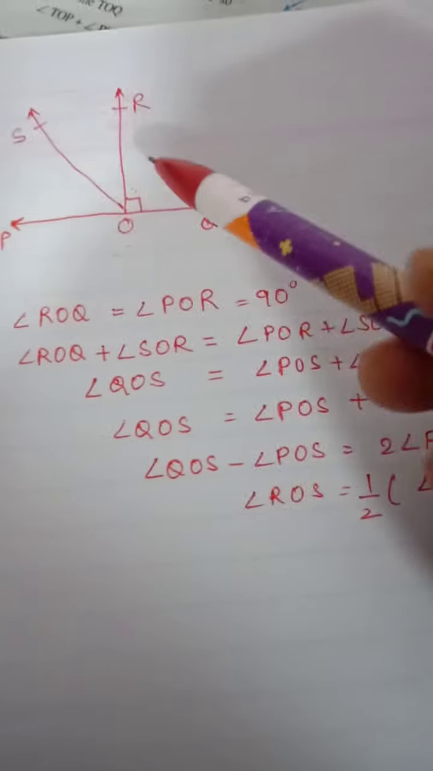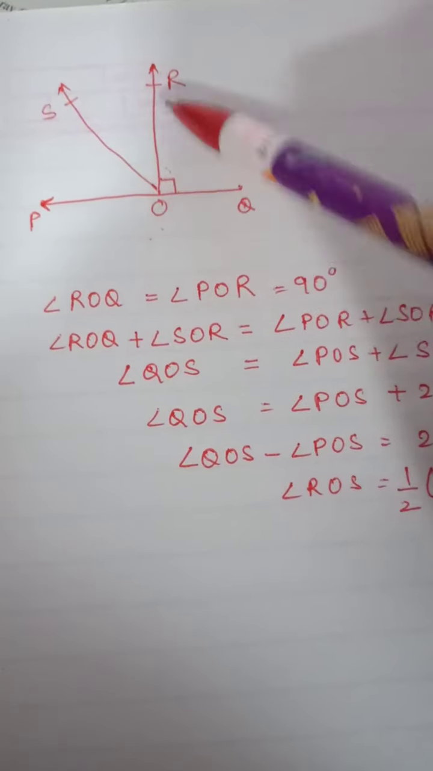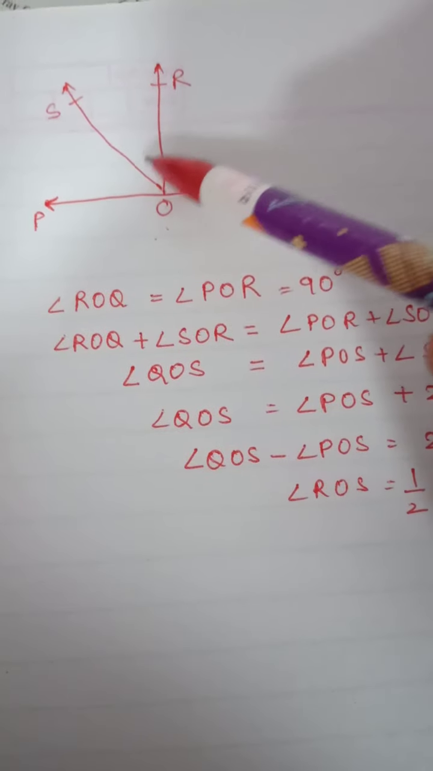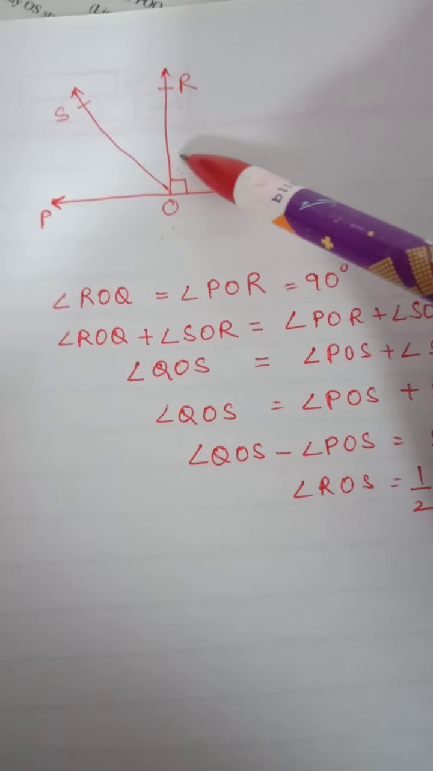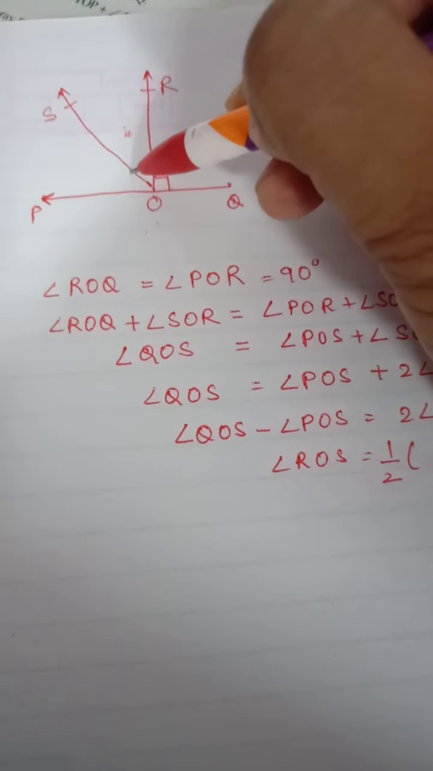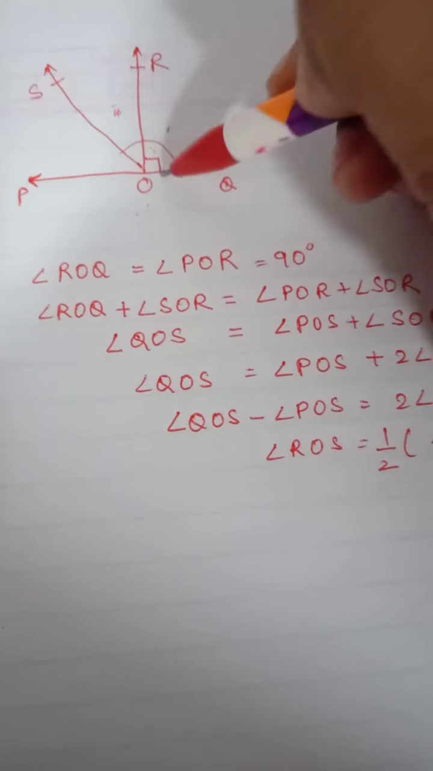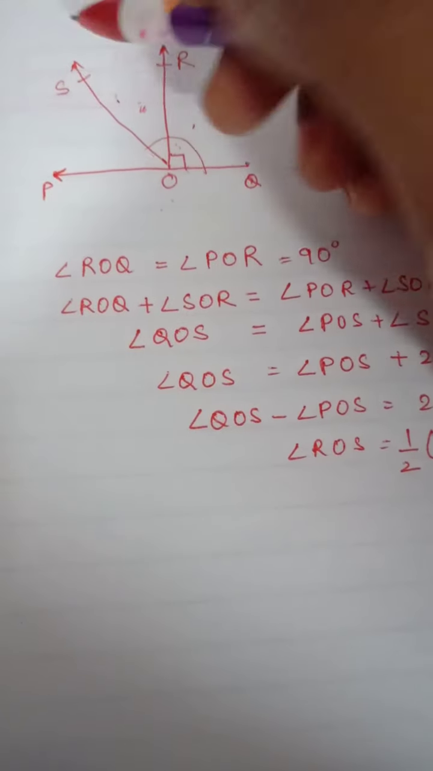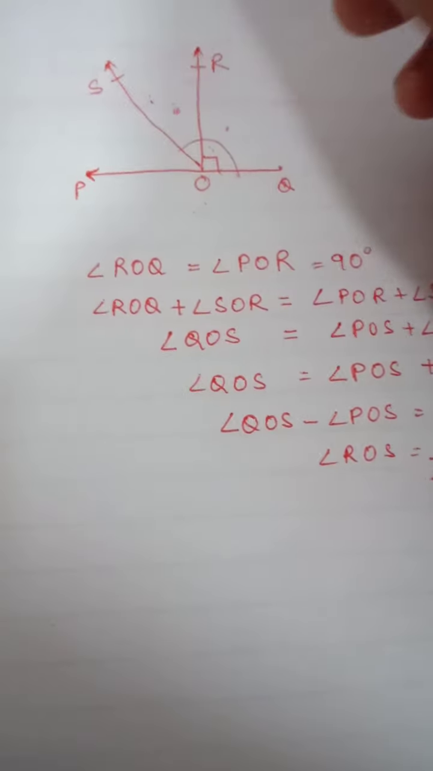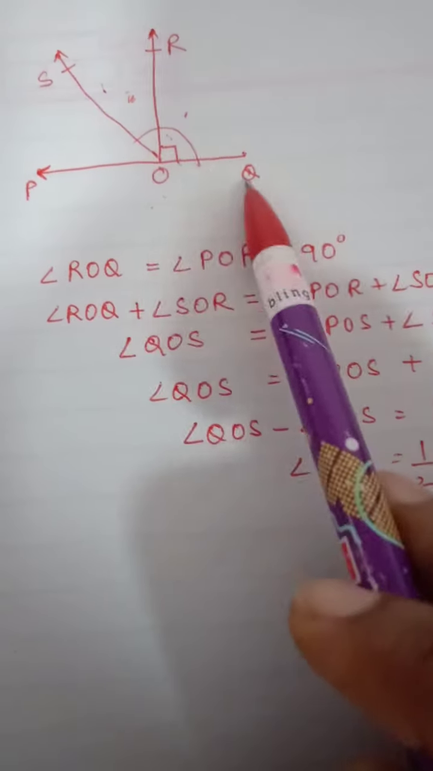Now see this, ROQ plus SOR. Now when we make the sum of these two, we will get this entire angle. When we add this angle with this one, we will get this entire angle, meaning SOQ or QOS. You can write either SOQ or QOS. So it means when we add these two, we will get QOS.